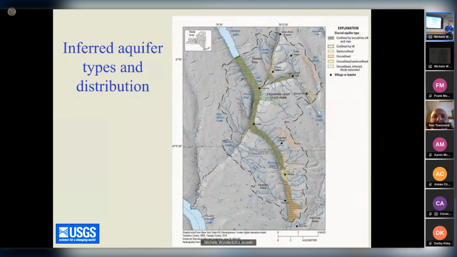So this slide is kind of an overall compilation of what I found in the area based on well logs, just showing different types of aquifers or confining units over potential aquifers. So in the main Owasco Inlet Valley, this light green is confined potential aquifer, confined by lacustrine silt and clay.